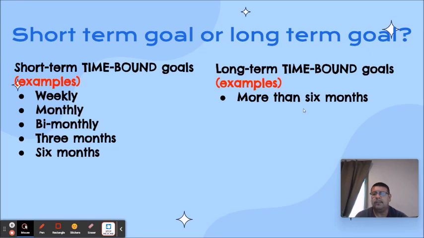Now, examples of a long term time bound goal will be more than 6 months. It could be a year, it could be 8 months. If you make a goal over 1 year, then sometimes people lose track of their goals. So I highly suggest that you do not make any goals that go above a year.